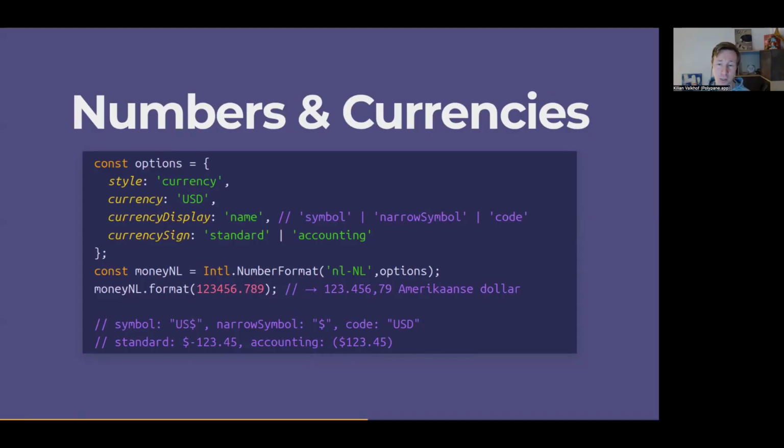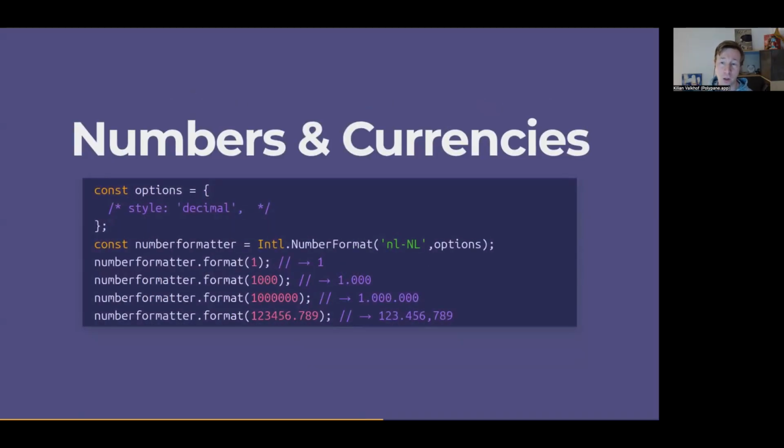The currency sign determines how negative numbers are shown. So by default, negative numbers are prefixed with a minus sign, which is how us normals do it. But if you are an accountant, then you don't like minus signs. I don't know why, but accountants, they prefer to put parentheses around the number. So if you set currency sign to accounting, then you get parentheses instead of a minus sign.